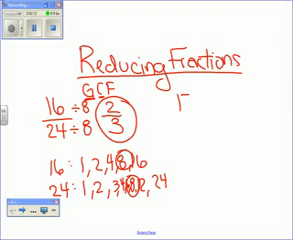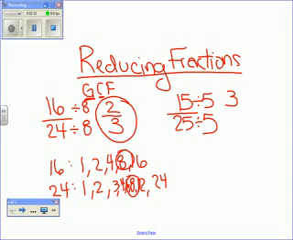The next example I have is 15 over 25. And then I'm looking at these numbers and I see 15 ends in a 5 and 25 ends in a 5. So I know they're both divisible by 5. So I'm going to divide 15 by 5. I'm going to divide 25 by 5. 15 divided by 5 gives me 3. 25 divided by 5 gives me 5. So 15 over 25 reduces to 3/5.